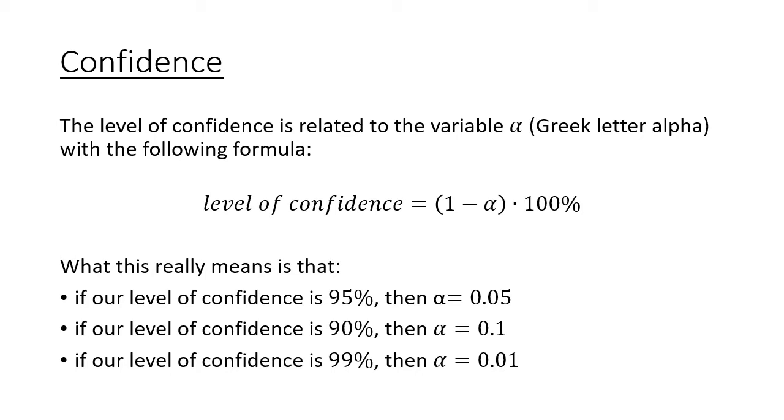So if our level of confidence is 95%, then alpha is 0.05, because, again, the complement of 95% is 5%. And so we just convert that into a decimal for alpha. If our level of confidence was 90%, well, the complement of 90% is 10%, so alpha would be 0.1. If we had 99% confidence, then alpha would be 1%, which is really 0.01.